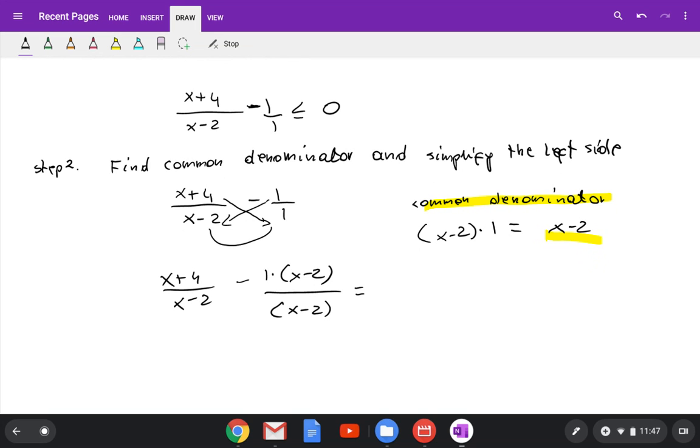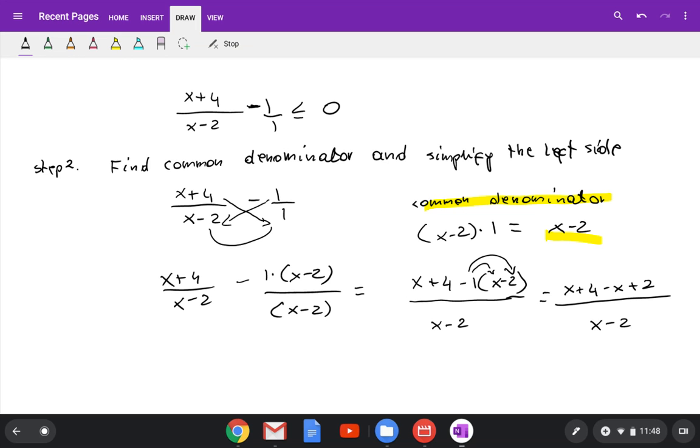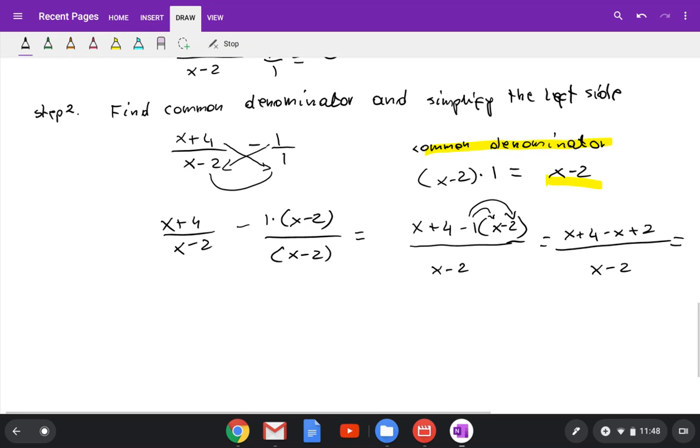So let's simplify that. We're going to put one common denominator, which is x minus 2, on the bottom. And numerators, you combine them. So you have x plus 4 minus 1 times x minus 2. That will give you, first you will need to distribute negative 1 to x and negative 2. So you have x plus 4 minus x plus 2 over x minus 2. So all the work which you see, I'm simplifying the left side. So x and negative x cancel, and you have 4 plus 2, which is 6 over x minus 2.